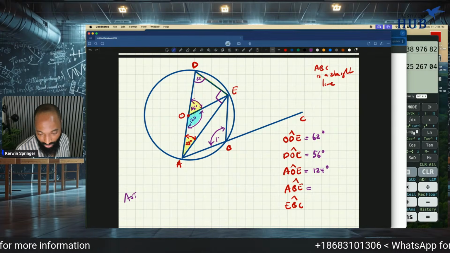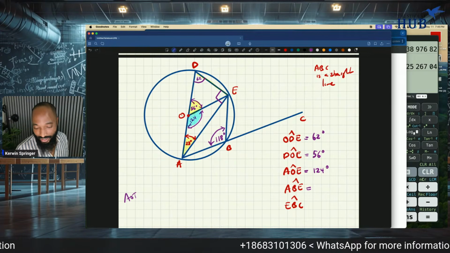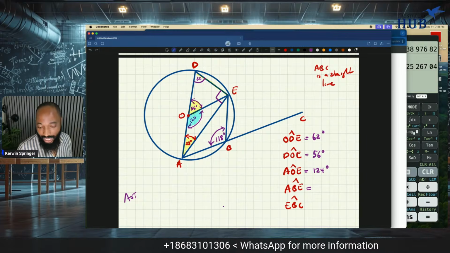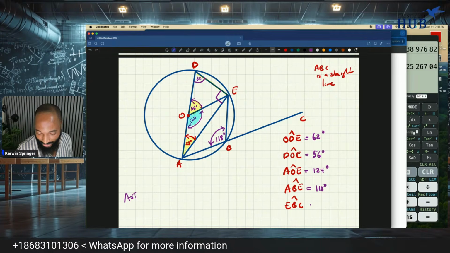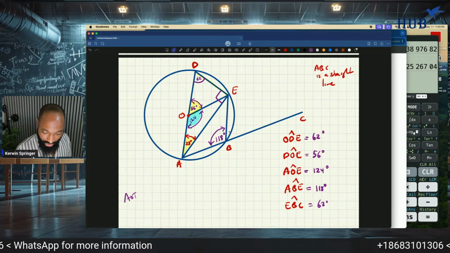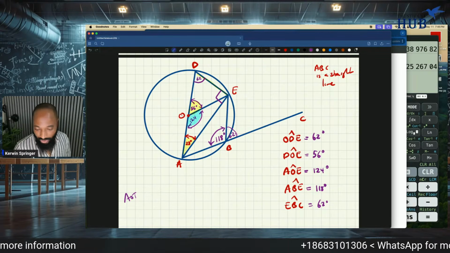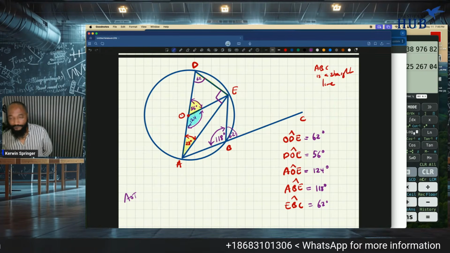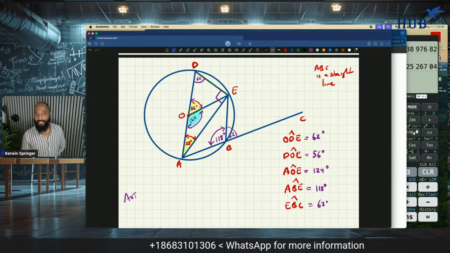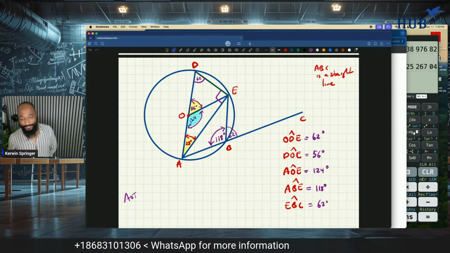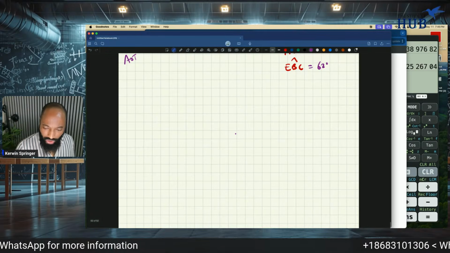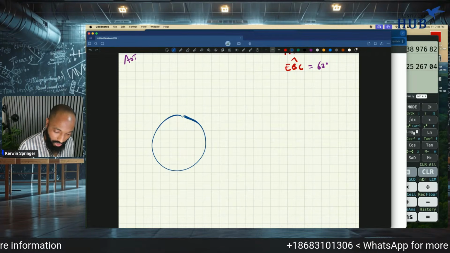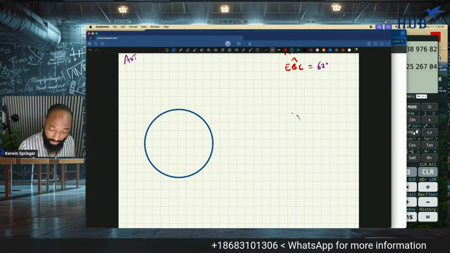So this has to be 118. 118 plus 62 will add up to 180. So that's this. And if this is 118, well then this has to be 62 degrees here. This is just your 62 waiting on you right there, because it's on a straight line. You seen it? Are we seeing it, ladies and gentlemen? Let's get the last few rules out of the way. Remember, go look for your cyclic quadrilaterals.